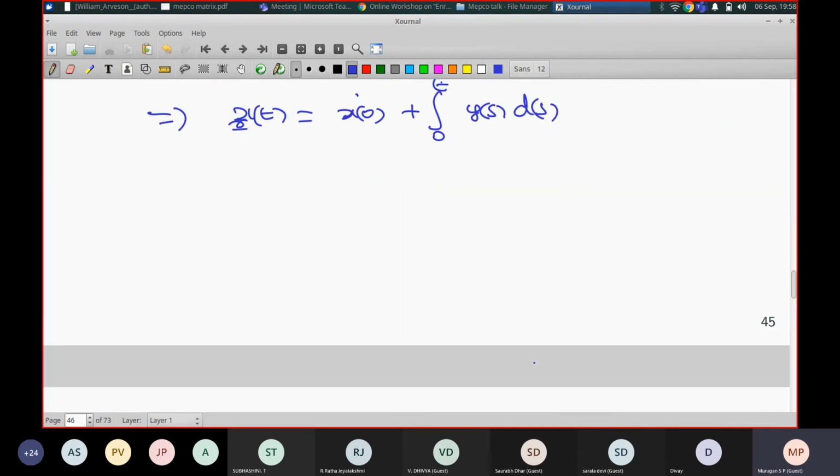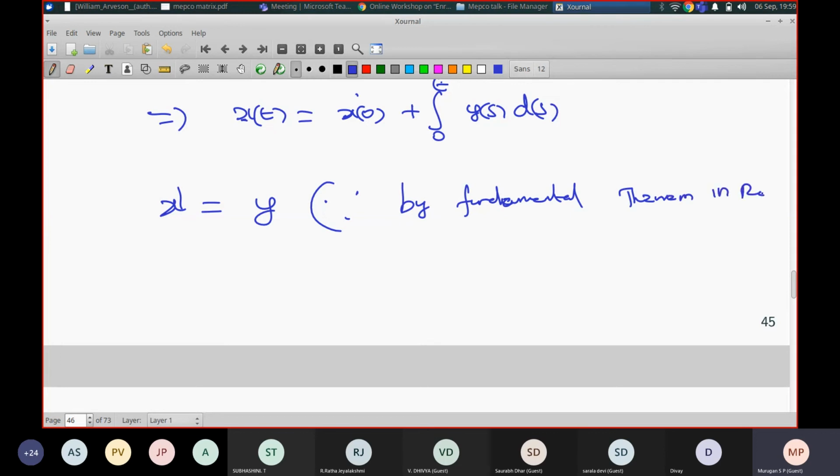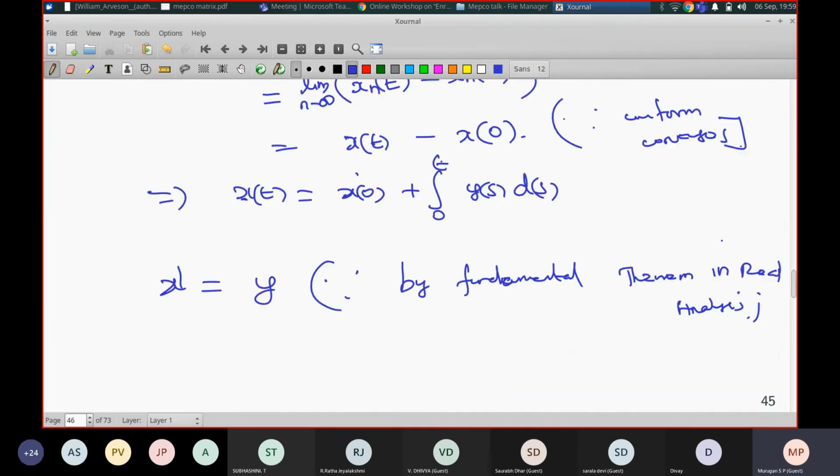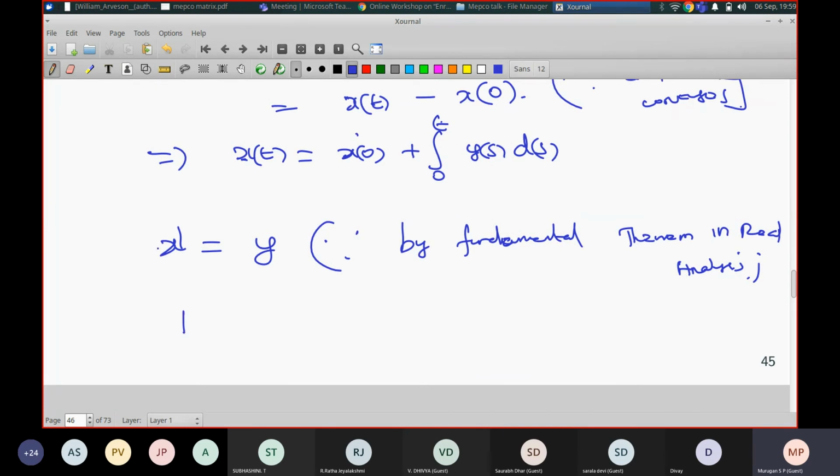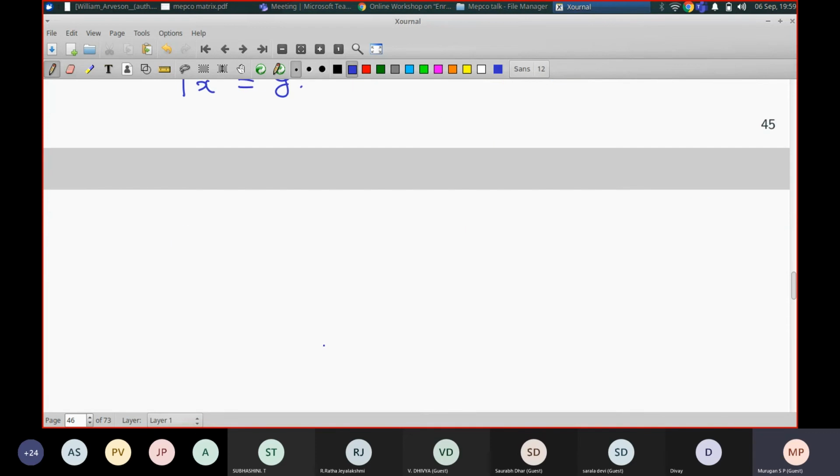So what is the derivative of x? The derivative of x is nothing but your y, right? Because of the fundamental theorem of analysis. You have learned this in real analysis. You know these things, right? Yes, the derivative is x'. Therefore t of x is nothing but y, because t is the derivative map. Therefore, what we have proved is that the graph is closed.